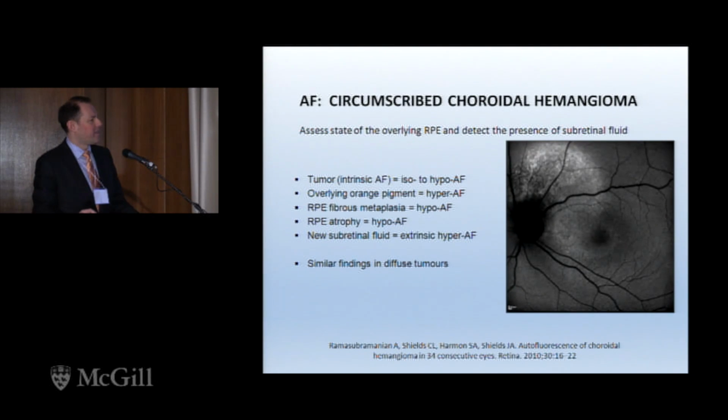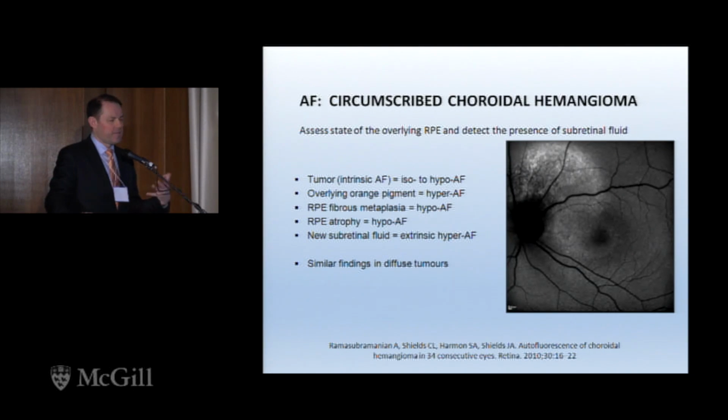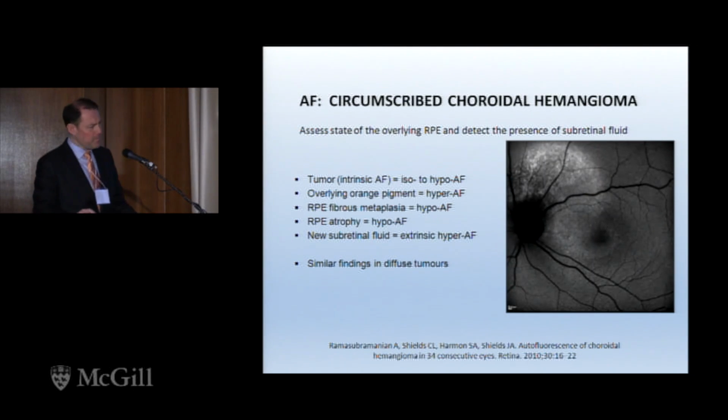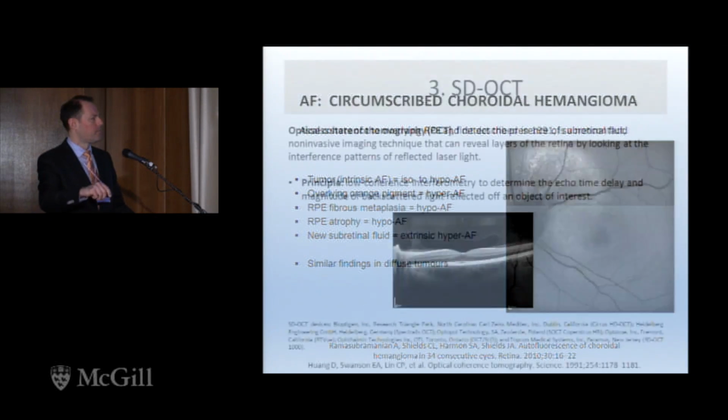Things such as the presence of orange pigmentation would be hyper-autofluorescent, and naturally RPE atrophy, hypo-autofluorescent. And these are findings that are similar within the diffuse choroidal hemangioma group as well. And this was pretty consistent across the entire group that they analyzed.